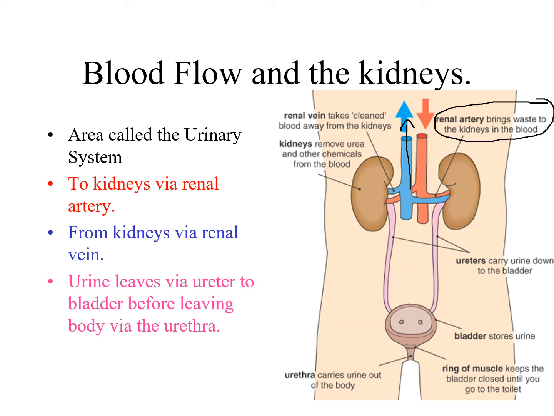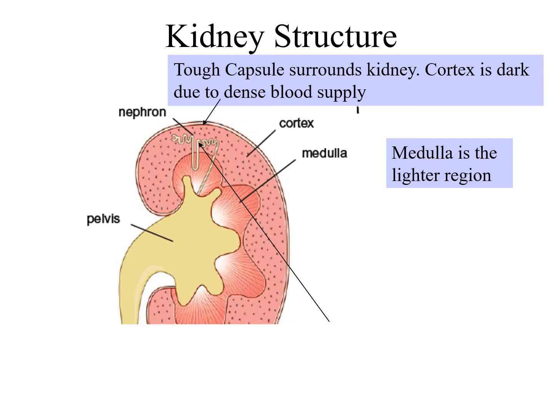There are other tubes involved that we do need to know, so it's worth talking about now. Once the urine has been made, the urine leaves via the ureter, which goes down to the bladder, and then from the bladder to the outside world, it's the urethra. So ureter and urethra. Urine is stored in the bladder once you've made it.